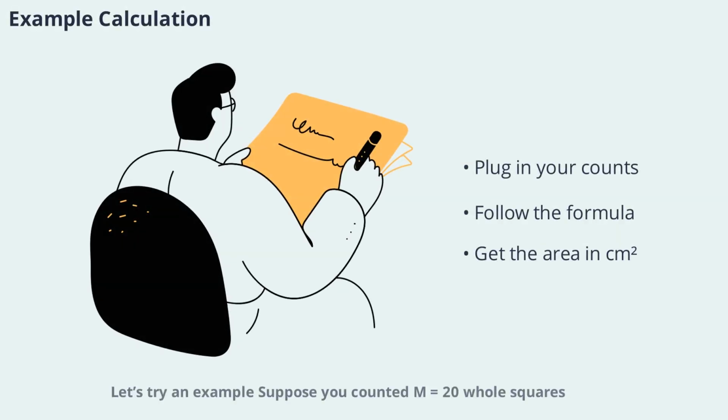Let's try an example. Suppose you counted M equals 20 whole squares, N equals 8 more than half squares, P equals 4 half squares, and Q equals 6 less than half squares. Plug these into the formula. Area equals 20 plus 3/4 times 8 plus 1/2 times 4 plus 1/4 times 6. That's 20 plus 6 plus 2 plus 1.5, which equals 29.5 square centimeters. This method gives you a practical, easy-to-understand result.